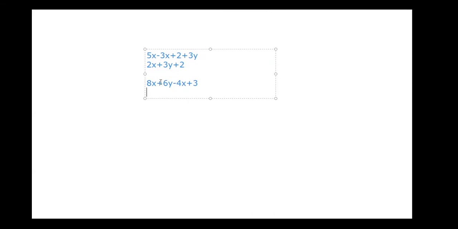So with this, now, if you can do it in your head, that's fine. If you want to rearrange them, it might be easier to do it that way too. You can rearrange it. You can go 8x minus 4x plus 6y plus 3.